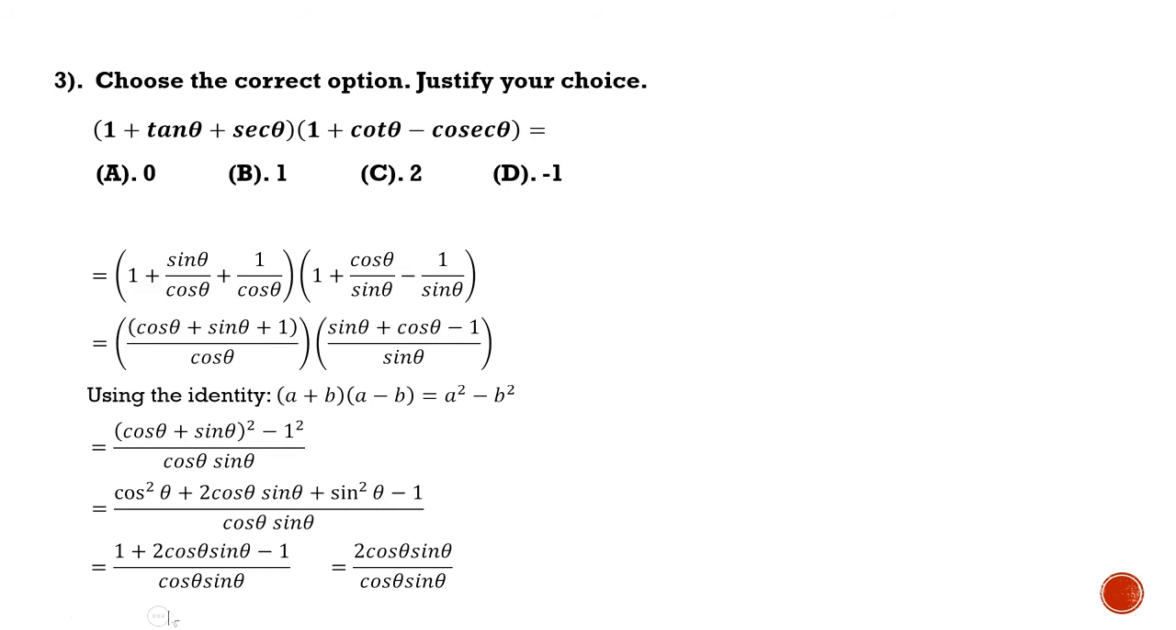All of them are in multiplication and division, so cos and sin can be cancelled out. We are left with the answer 2, which is our option number C. And this is the justification for why option number C is the valid answer for this question. Let us see the next question.